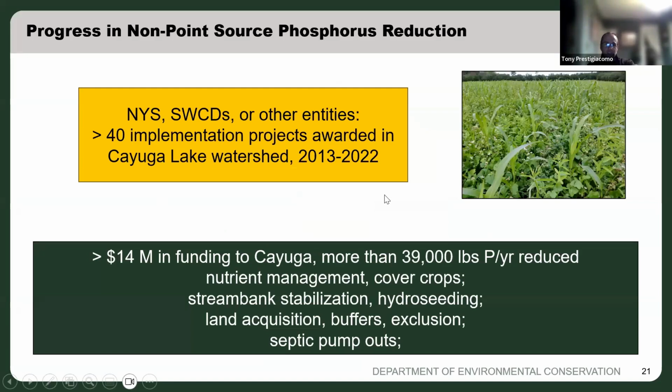And so this is just summarizing those projects awarded over the 2013 to 2022 period. It's about 40 projects. The full list is in the TMDL document, so you can look through and see who's doing what in the Cayuga Lake watershed. But it amounts to around 14 million in funding for various projects, including cover crops, nutrient management, stream bank stabilization, hydroseeding, land acquisition buffers, fencing exclusion, and some septic work as well. So a good mix of projects, but more work ahead of us for sure.